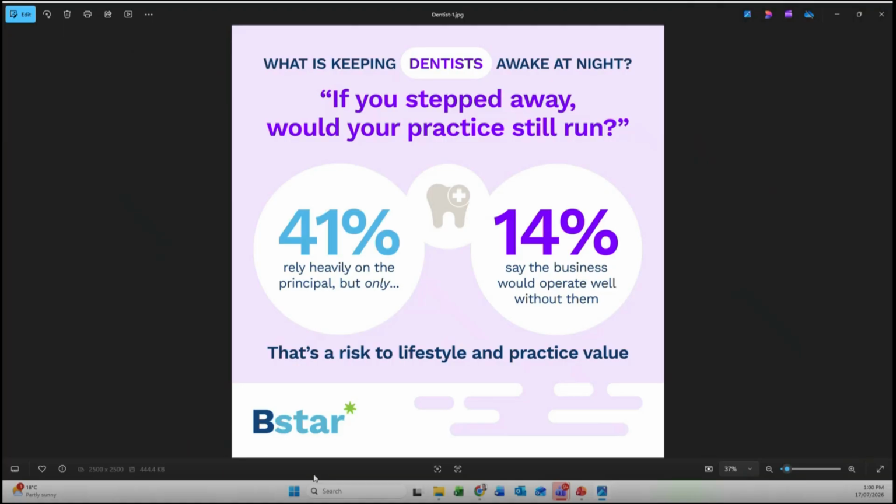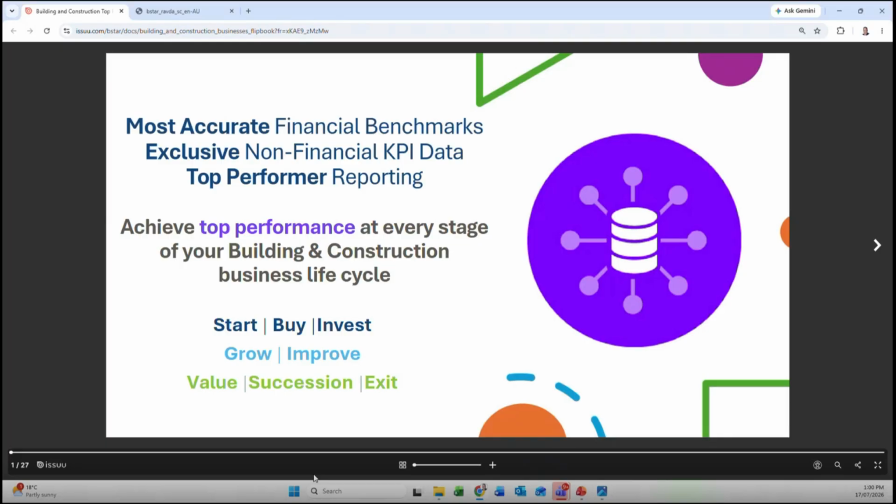It also has some amazing flip books. These flip books can be used to engage clients for business valuation and advisory services. On your screen, you can see an example of a flip book for building and construction businesses. The key message with this particular data is we want to help our clients become top performers at every stage of their business life cycle.